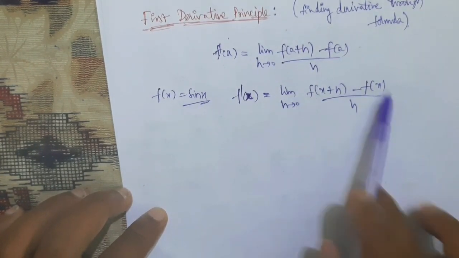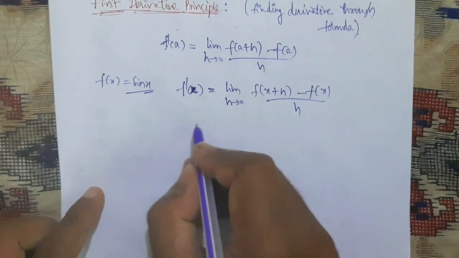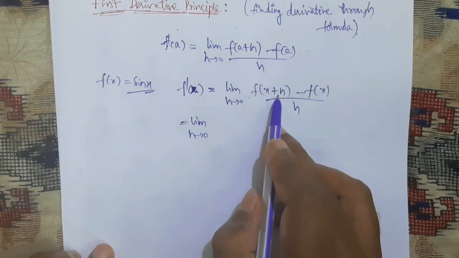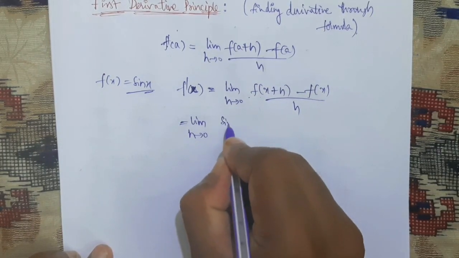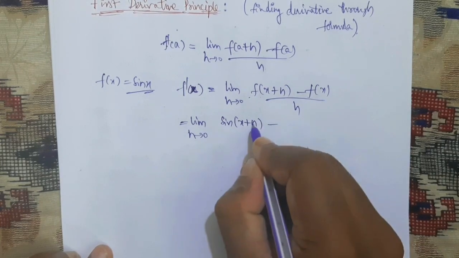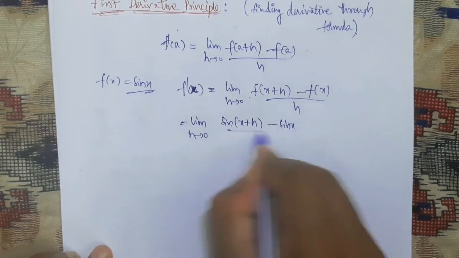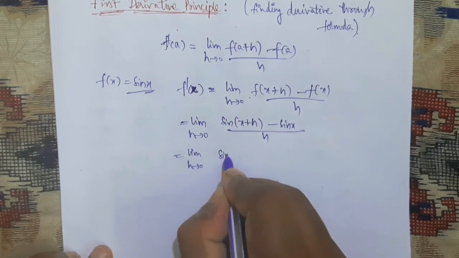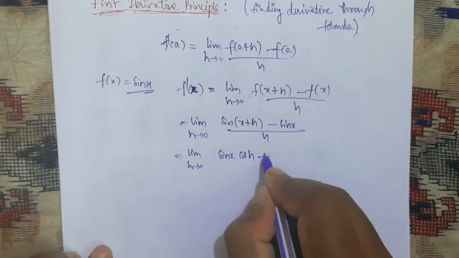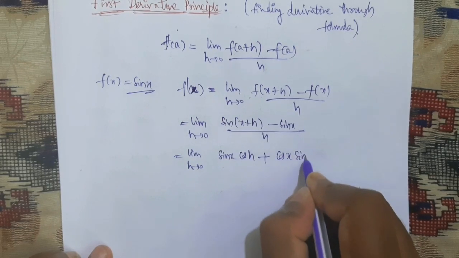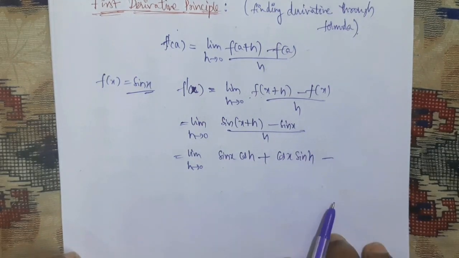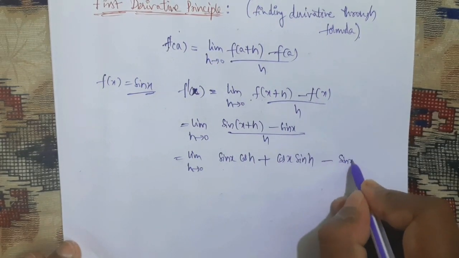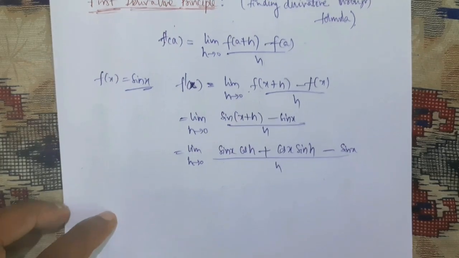Sin x. Now we will substitute those values here, so it will become limit h tends to 0, f of x plus h is nothing but sin of x plus h, minus this is sin x, divided by h. We know the sin of x plus h formula, that is sin x cos h plus cos x sin h, minus sin x. See, in derivatives we will use trigonometric formulas also.